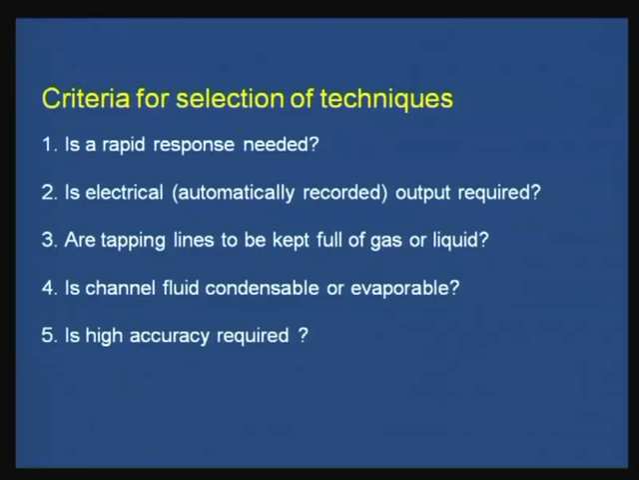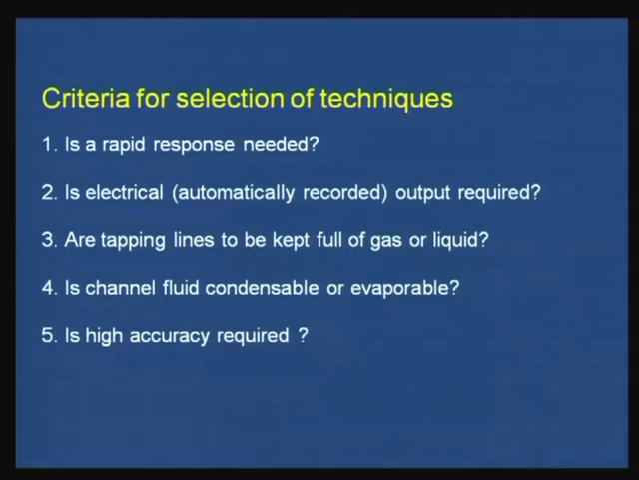And whether this transducer has direct access to the fluid or not. If it has direct access, if we need a very fast response time and high temperature or something, we will select some type of transducers, otherwise we will go for something else. But remember, if a rapid response is needed, or rather we would like to record the pressure fluctuations with time, there is only one thing: wall mounted pressure transducers.